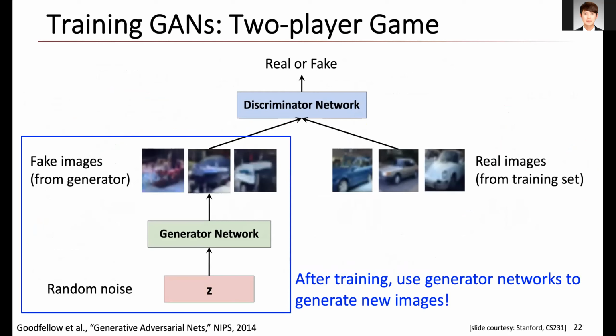Anyway, this is GAN. After training, we just use the generator to generate new images. In many recent papers, there were attempts to simultaneously use the discriminator at testing time as well. But in general, we just use the generator network to generate the fake data from random noise at testing time.